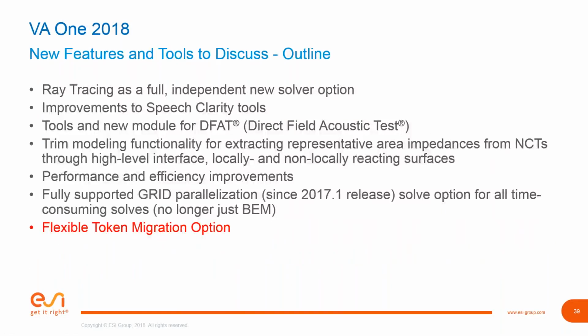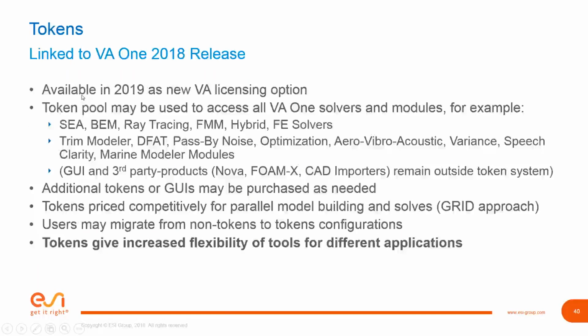And that brings me to the last topic, a brief mention of the flexible tokens. What are they? So I think most people in the industry, or even those using other ESI products, know what tokens are. They're flexible. They're giving you flexible access to the different range of solvers, modules, different capabilities. So 2018, a VA1 has it. It's available as an option, supported already, I believe, even in December.